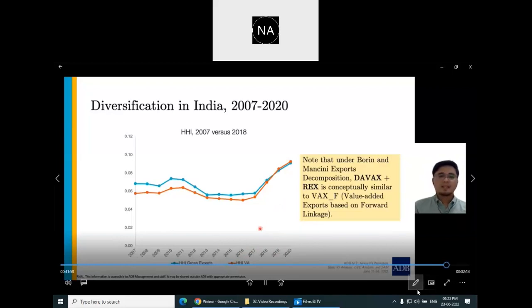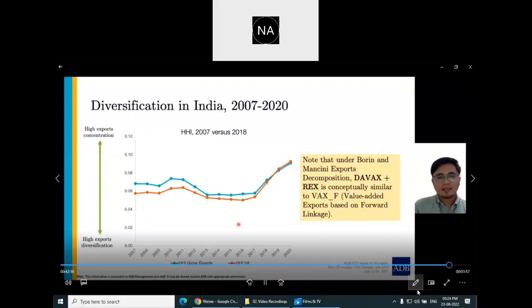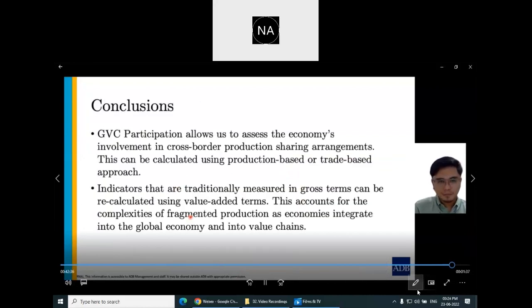It is also observed that HHI for both measures had a significant increase from the year 2017 onwards, which means that India has become less diversified in the past few years. Okay, take note that in this calculation, under the Borin and Mancini exports decomposition, the VAX plus REX is conceptually similar to VAX-F, and that's what we use in calculating exports diversification.